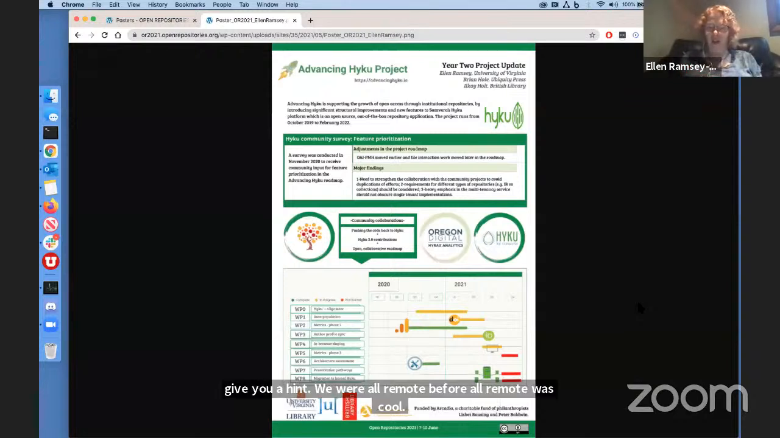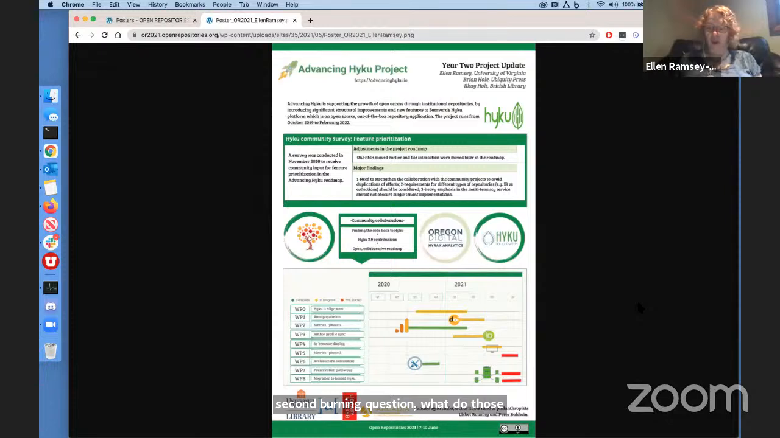Second burning question, what do those symbols on our project Gantt chart really mean? Here's a hint. Our creative poster genius Ilkay Holt says they describe the work packages that we are working on in a very creative way. And the third and final burning question, who cares what Hyku does anyway? Here's the hint. You do, and you've told us so every time we asked you. We've got surveys, we've got collaborations with the community, and we are ready to share. So I'm going to post this and also our year 2 update that we did recently at the Samvera community. And we hope to see you at our poster. Thank you.